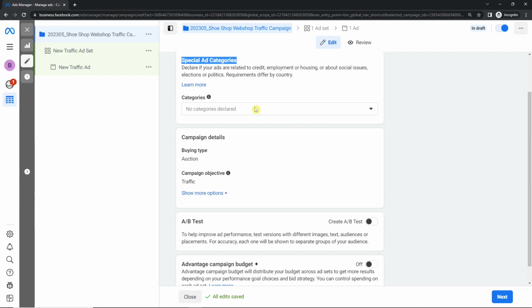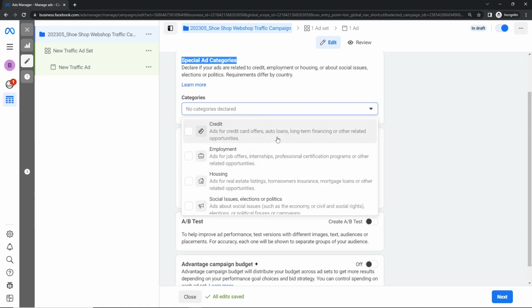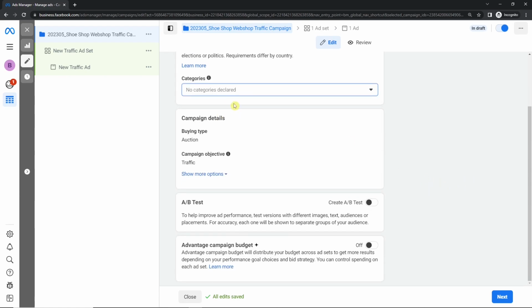Special ad categories, next point. Here you have to click on a category if you are in credit, employment, housing, or social issues. Credit would be, for example, card offers, auto loans, long-term financing, or anything like that. Employment, like job offers, internships, but also some certification programs. Housing, of course, here is insurance, homeowner insurance, real estate listings, and so on and so on. And the last point, social issues, is about politics, economy, elections, but also everything about civil and social rights. So if you are in, or if you have an ad here in one of these rather restricted categories, you have to click on that. Since we are only selling sneakers here, we don't need that.